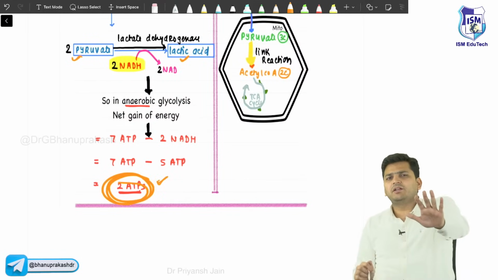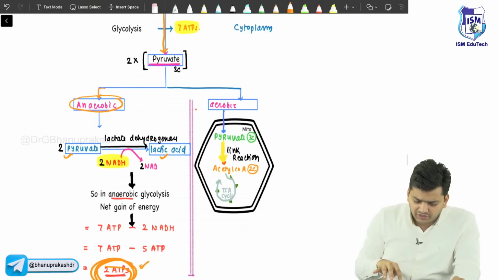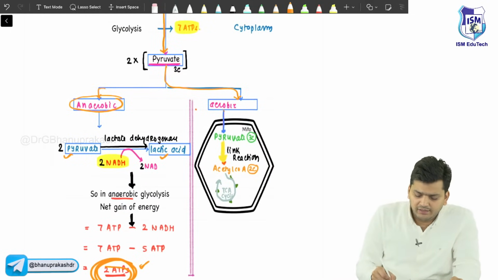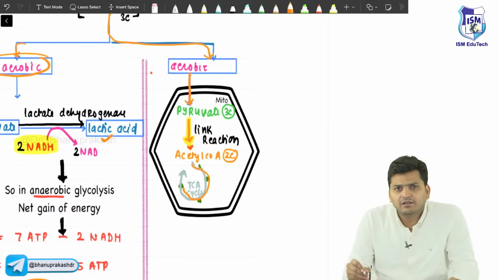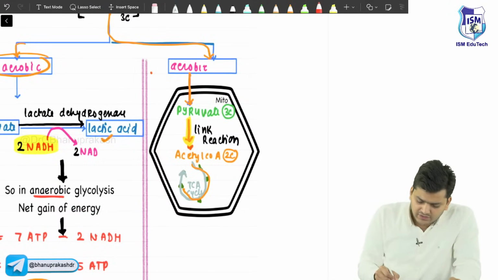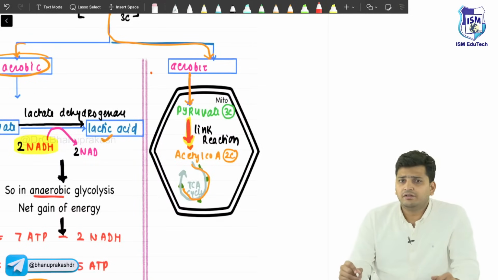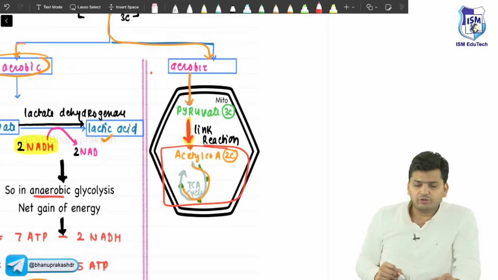So glycolysis, how much ATP? 7. Anaerobic glycolysis, 2. If the oxygen is available, the pyruvate will go inside the mitochondria, and in the mitochondria, this pyruvate will convert into acetyl-CoA. That acetyl-CoA can run the TCA cycle. So now our primary focus is going to be the TCA cycle.